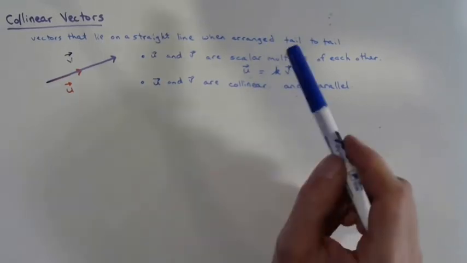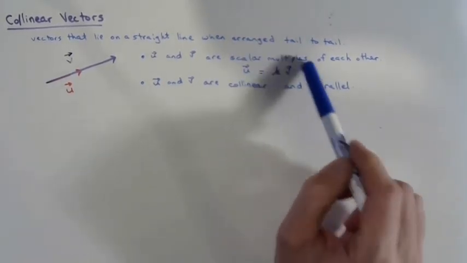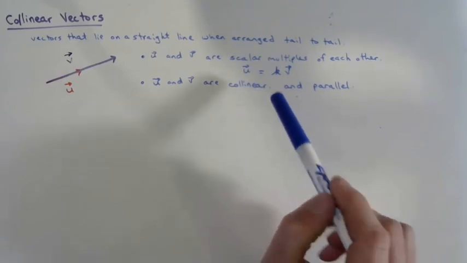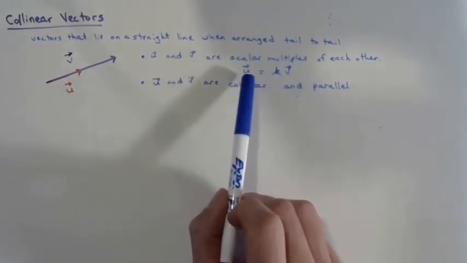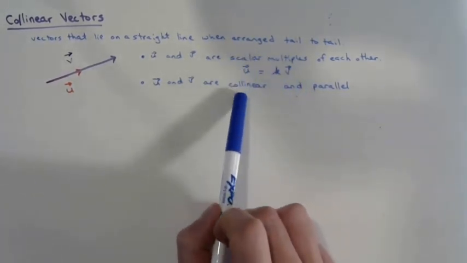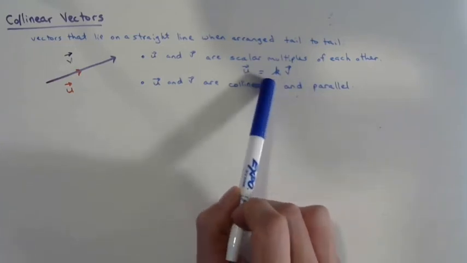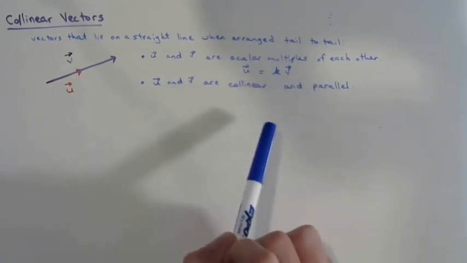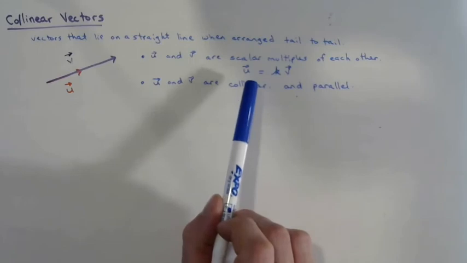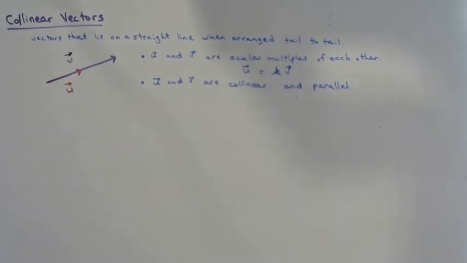And all of these statements actually are the same. They say the same thing, okay? That means if this is true, then this is true. If this is true, then that's true, if that makes sense. Okay, so all of these things are true if one of them is true about the relationship between u and v.